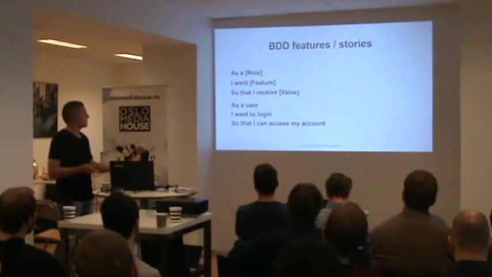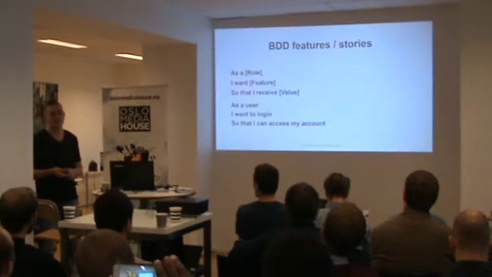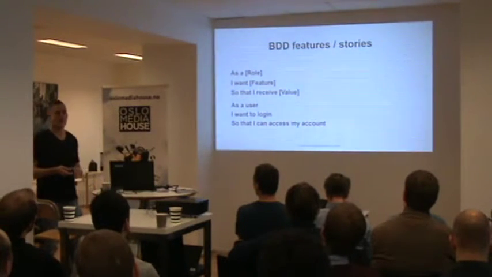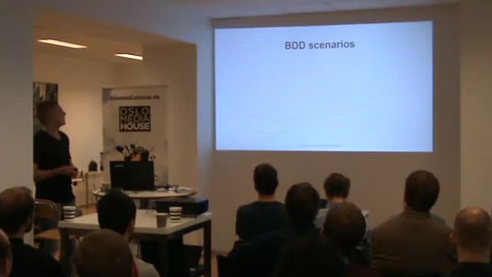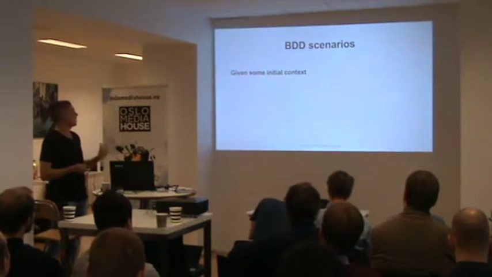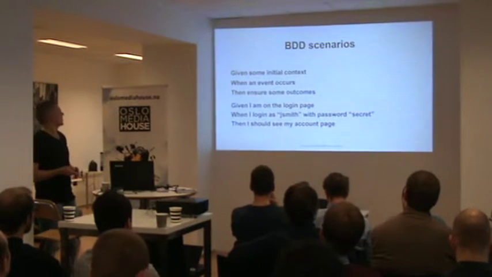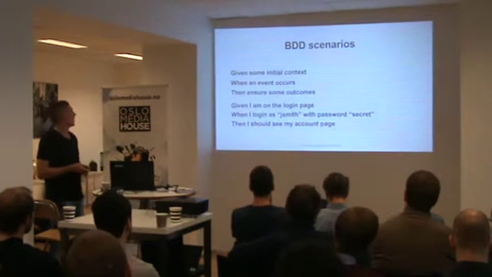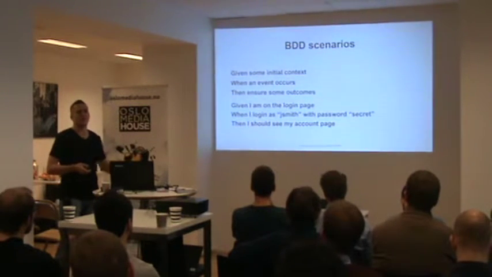And then when you think about this, there may be many different scenarios. For example, when I provide an incorrect password, what's going to happen? When the user is blocked, what's going to happen? So below this story in the feature, you've got those different scenarios, BDD scenarios. Those BDD scenarios are structured in this way: given some initial context, when an event occurs, then ensure some outcomes. For example, if I'm on the login page, when I try to log in with my credentials, then I should see my account page. That could be the first scenario for that feature.